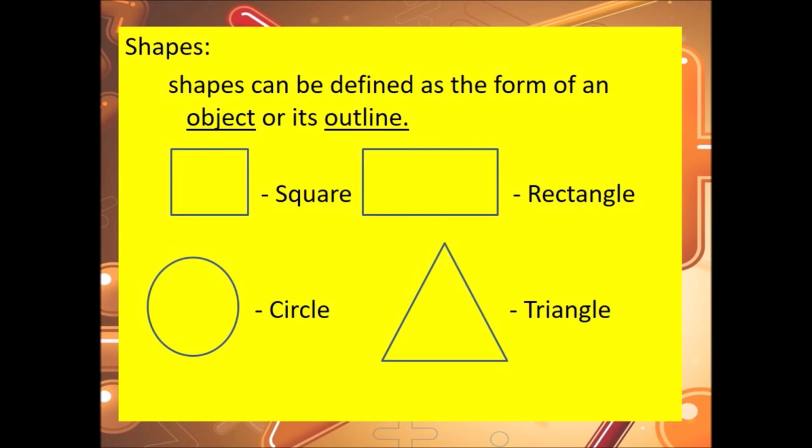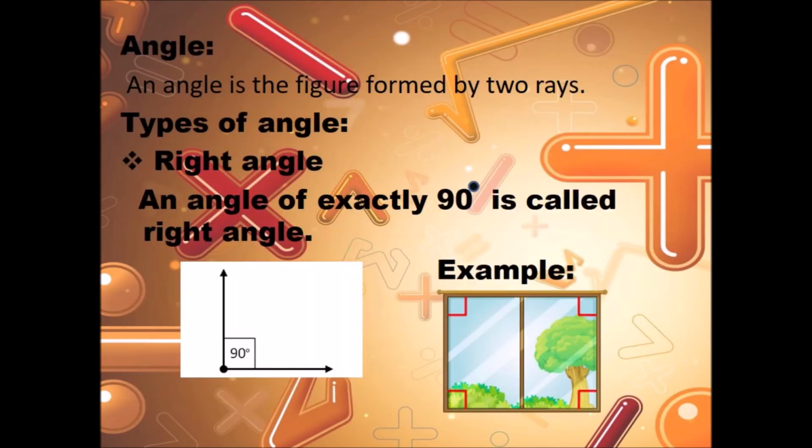What are the shapes you are seeing here? Yes, square, circle, rectangle, triangle. What is meant by shape, children? Shapes can be defined as the form of an object. Next, we are going to see about angles. We already know the definition of angles. What is meant by angle? An angle is the figure formed by two rays.